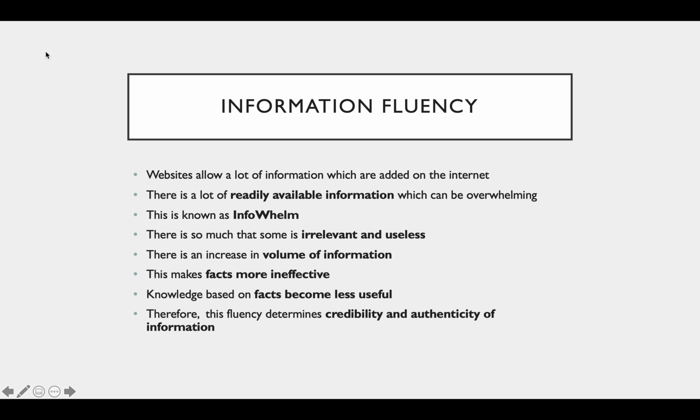There's a lot of information out there, once again, just saying infowhelm, which is to say that a lot of information out there is useless to us. And this could be because they're not real websites, but because some information isn't really effective to what we need it to be. So how do we kind of sift through the process of the information fluency?